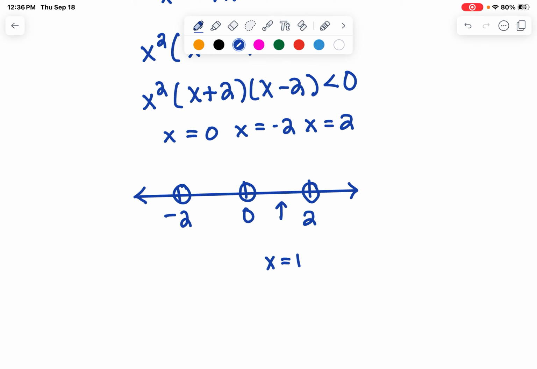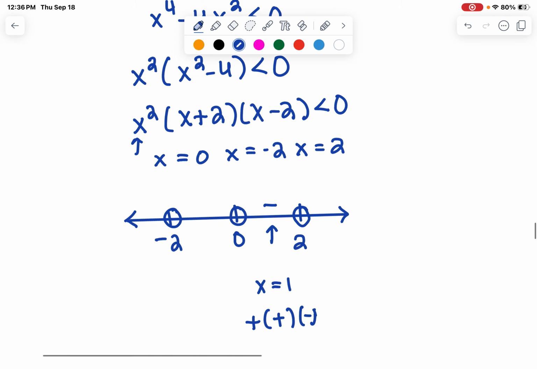So plugging in 1, I have 1 squared, which is positive, times 1 plus 2, which is positive, times 1 minus 2, which is negative. So that's going to give me negative solutions. Okay, so now I'm going to use the multiplicity to get whether the other ones are positive or negative. So here I'm jumping over the 2. If you look at the multiplicity on the 2, it is odd. Right, and remember, make sure you're looking at the factor of x minus 2 for that. So odd, change the sign.